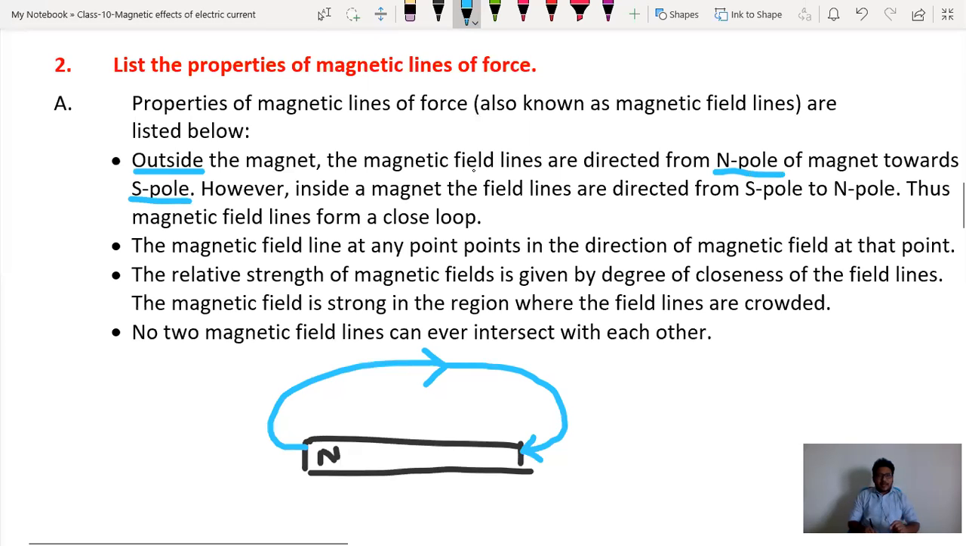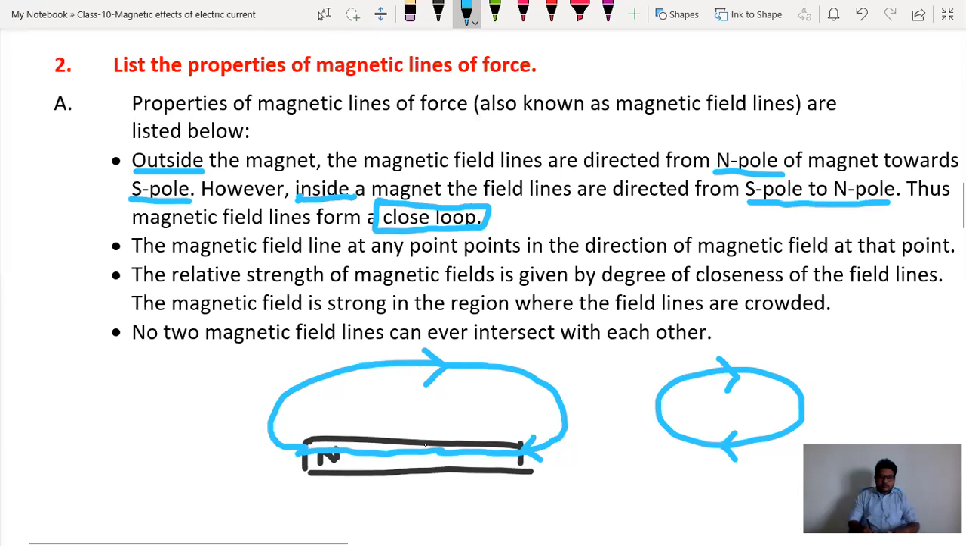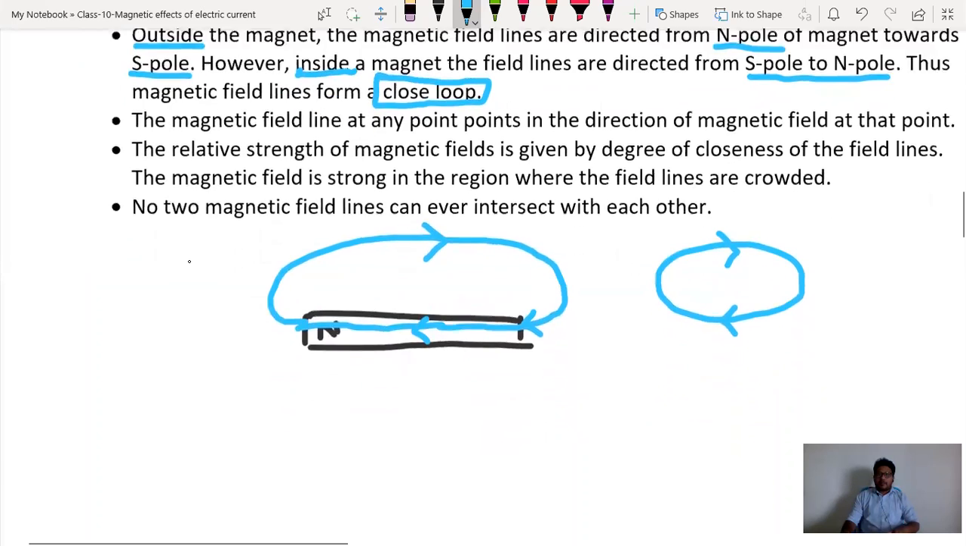However, inside a magnet, the field lines are directed from south pole to north pole. So these two points are so important. Inside, it will be from south to north. Thus, magnetic field lines form a closed loop. So important thing. It is a closed loop. So if you remove this magnet and if you observe, it will be like this, isn't it? This is outside, north to south. This is inside, south to north here, like this.